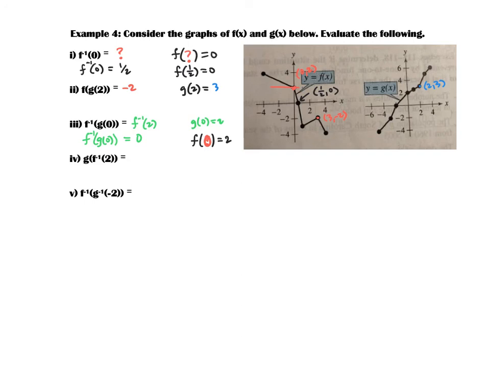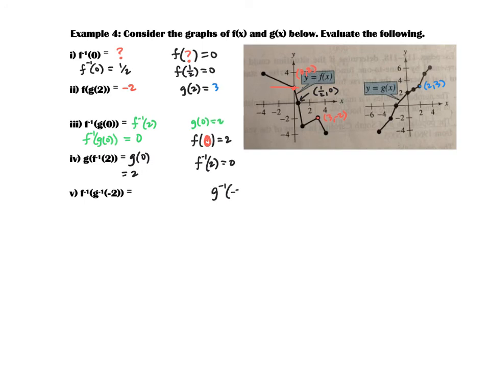This is some funky stuff, guys. Okay, f inverse of 2. Well, we actually just figured that out. That's 0. If f inverse of 2 is 0, then g of 0 would be equal to 2. Okay, the last one.